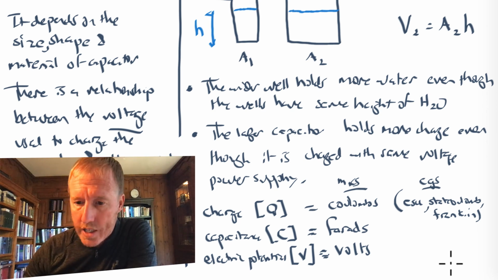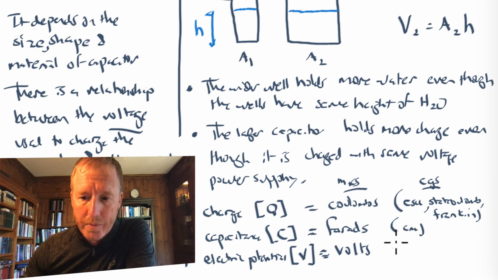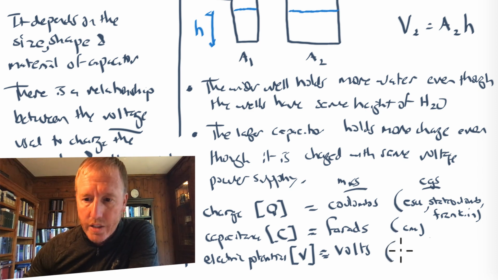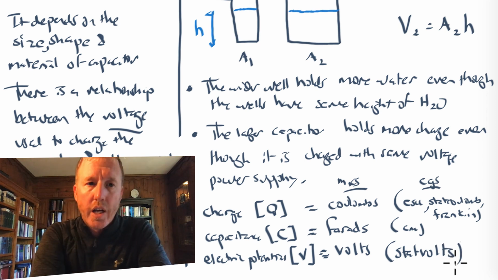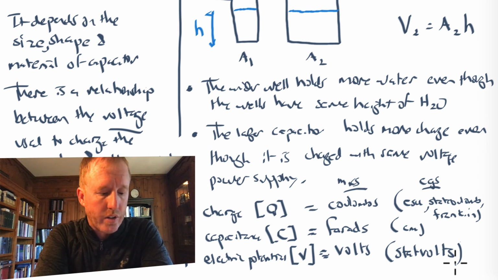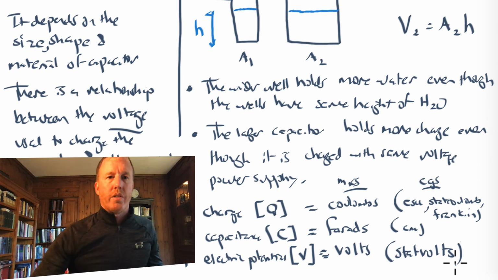Oh, what about the CGS units? For farads, this interestingly is measured in centimeters in the CGS system of units, which you might find a bit perplexing, but I don't have time to go into that right now. And in the CGS system of units, volts is statvolts. Okay, so take this as your first introduction to the notion of voltage and charge and capacitance. We'll come back to this stuff more later, but that's a lightning introduction to capacitance and capacitors.